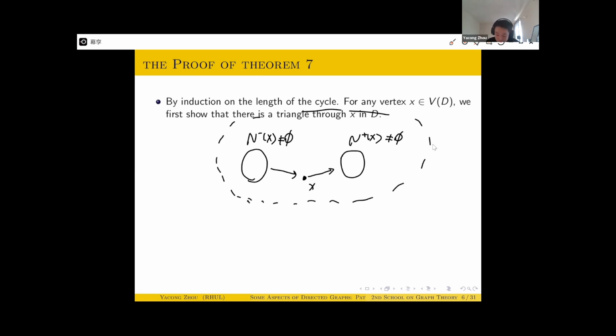And one may observe that there must be an arc from the out-neighborhood to the in-neighborhood, because if there is not, then all the arcs go from N minus of X to N plus of X. And that would mean any vertex in N plus of X cannot reach any vertex in N minus of X. So this contradicts that the digraph is strong. So there must be an arc in this direction. Let this arc be YZ. We can say that XYZ is now a triangle through X.